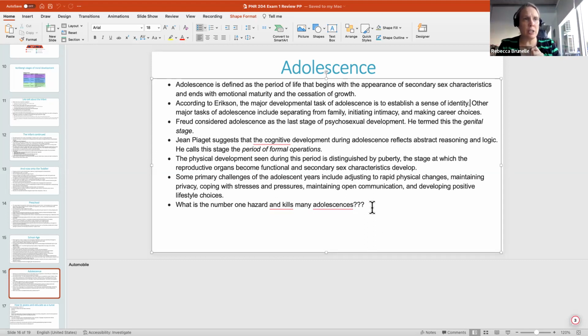So the last point on here is, what's the number one hazard that kills many adolescents? I know in your textbook, I'm just going to point this out, it says motor vehicle accidents. So if you're ever asked on an exam, motor vehicle accidents is the leading cause of death. I know there's a lot of statistics out there about gun violence being the leading cause of death in certain age groups, but that's not the right answer on your test. The right answer on your test is motor vehicle accidents.